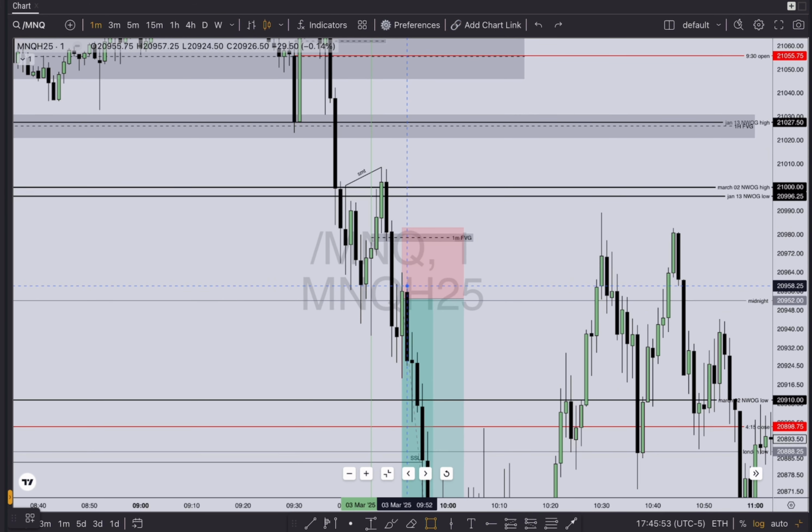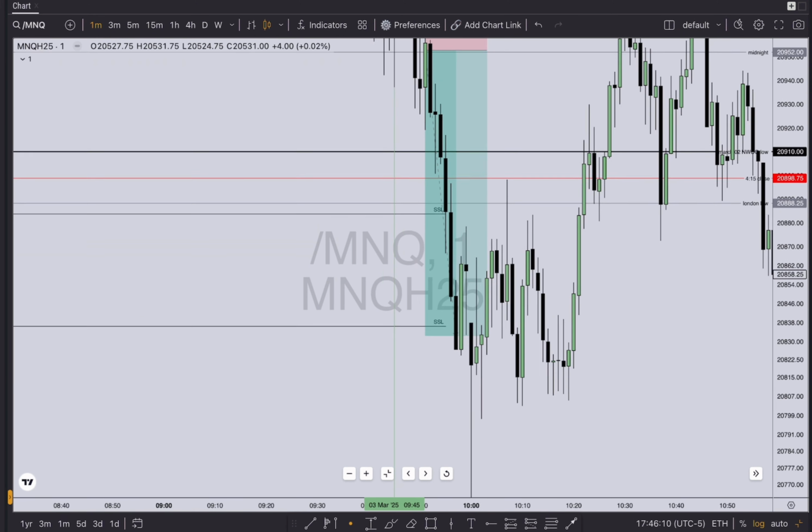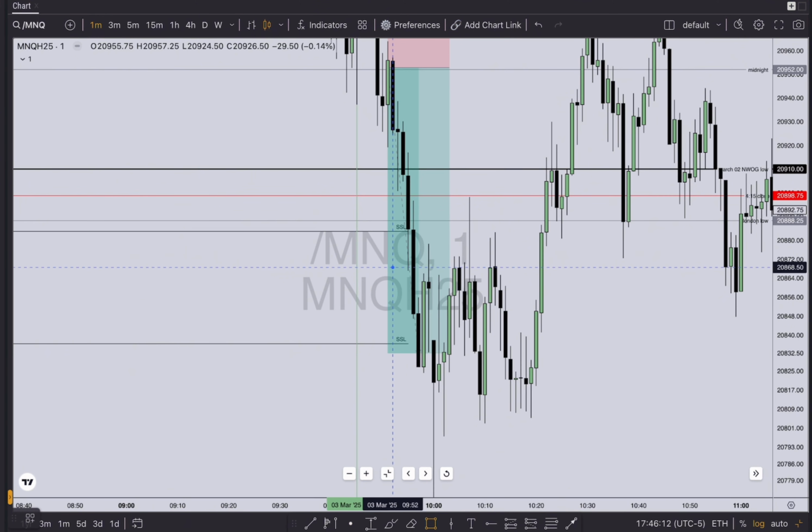So had I held a sell limit here, what do we got? Tapped in. Had I held a sell limit here, I would have tapped it, but I wanted to enter manually. So unfortunately, my fill was lower here at around 2952.5. And then my target, obviously, as I said, was London lows with that equal low.